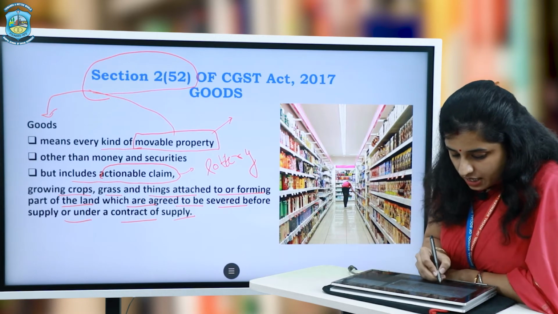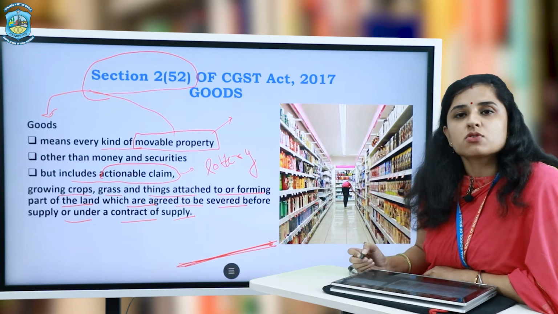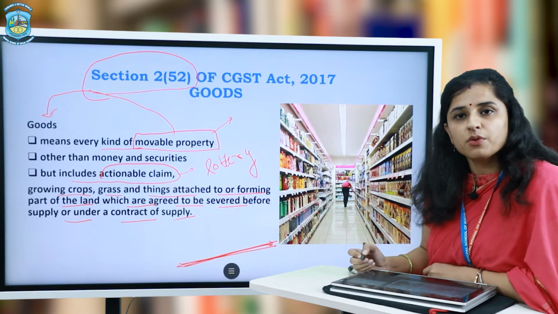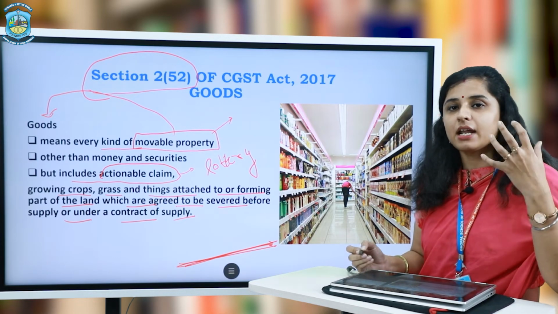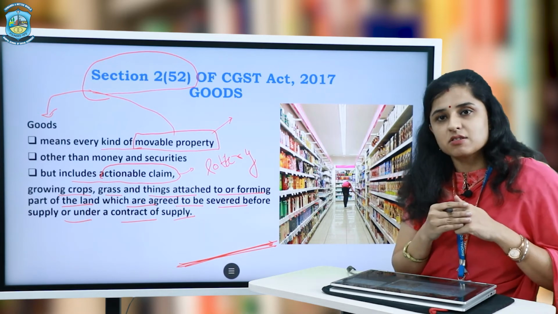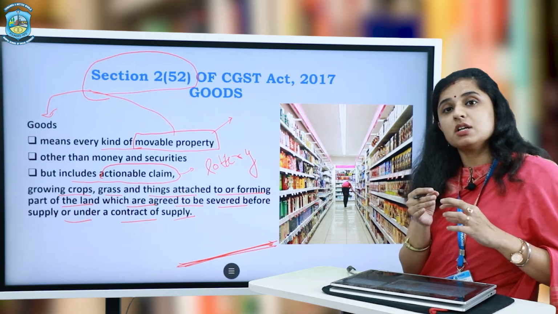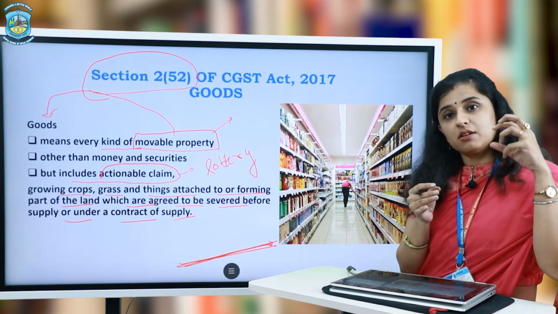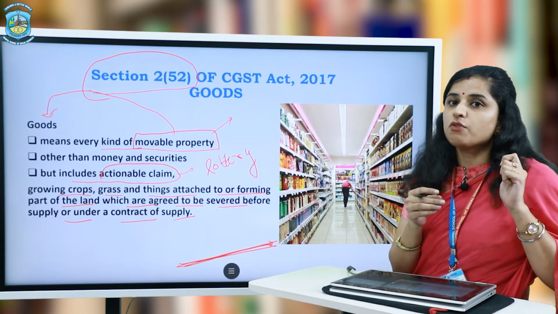It means, say for example, there is a plant which is supposed to be installed in a factory. So what you are going to do, you bring all the parts of the plant and machinery from here and there and you are going to attach it to the land so that a plant can be constructed. So even that machinery which is affixed to the land is also part of movable property under the definition of goods.